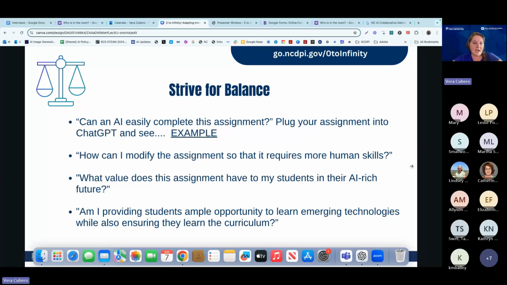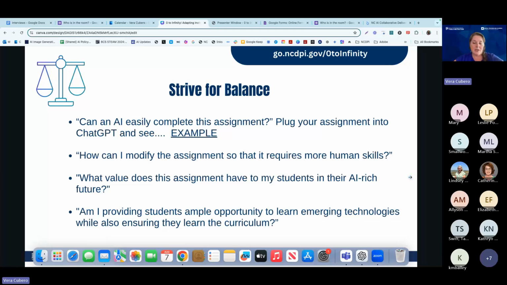But you need to ask yourself, when you are assigning an assignment that maybe you've done every year before, if you plug that assignment into ChatGPT, can it respond in just a few seconds with a very plausible response that does a pretty good job of addressing the question? If it does, that assignment does need some modifications. And I'm not saying throw all your assignments out and start from scratch, but there are ways that you can adapt your assignments to help make them more AI resistant. We're going to look at that in a minute. How can you modify it to require more human skills? And what kind of value does it have to the students in their AI rich future?